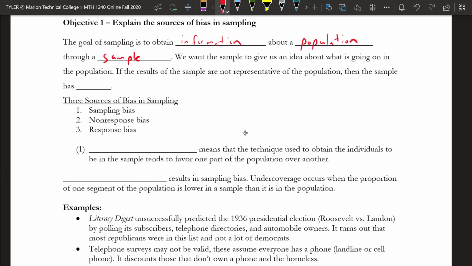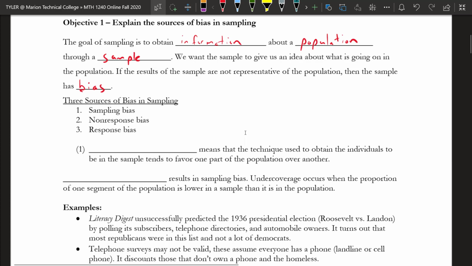If the results of the sample are not representative of the population, then the sample has what we call bias. There are really three sources of bias in sampling. We can have sampling bias, non-response bias, and also response bias. So let's go over what each of those mean.